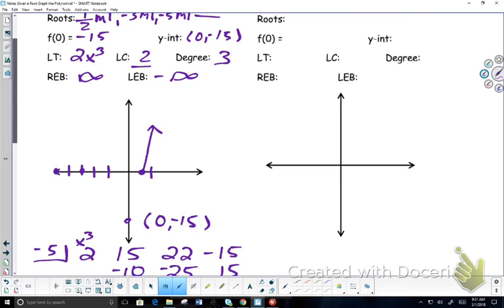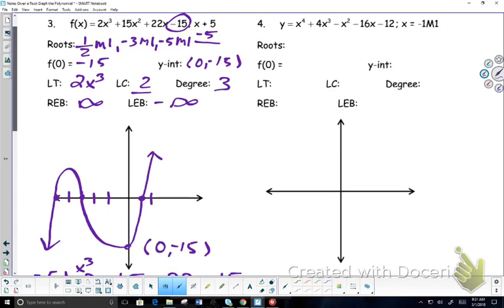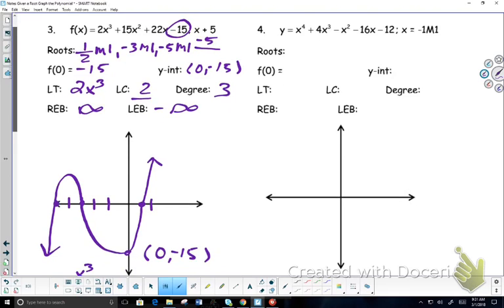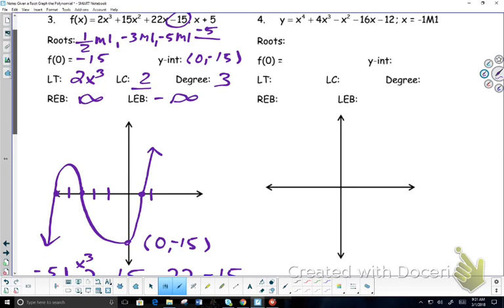It's going to come down, hits my y-intercept. It's going to go up, and then it's going to come back down and cross. Notice my left inbound matches. It's going to negative infinity like it is supposed to. Last one we have, and then we can practice. We've got a root of negative 1.